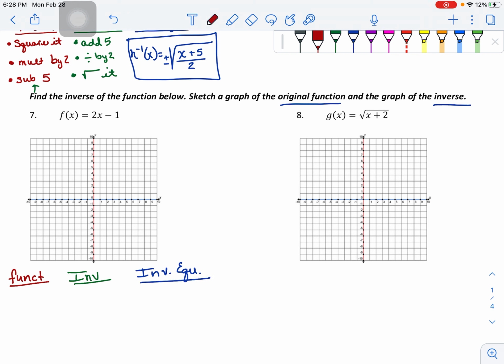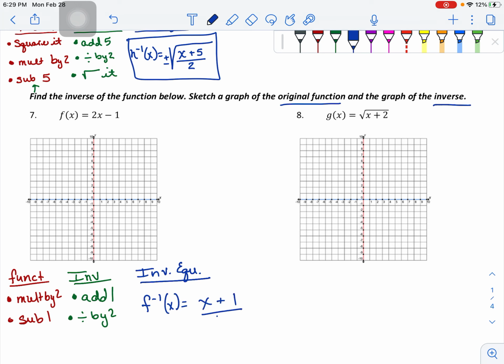Okay, so we're looking at 2x minus 1. And I'm actually going to multiply by 2 and then subtract 1. So reversing it and reversing the operation, we're going to add 1 and we're going to divide by 2. And then finally, we can write our equation. So here's my x. I'm going to add 1 and divide by 2. Okay, so we are going to graph this blue equation and the original.